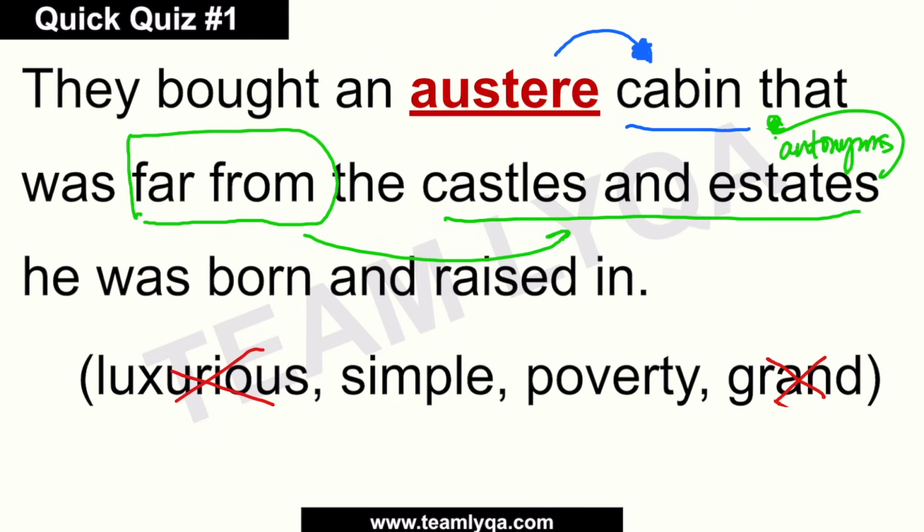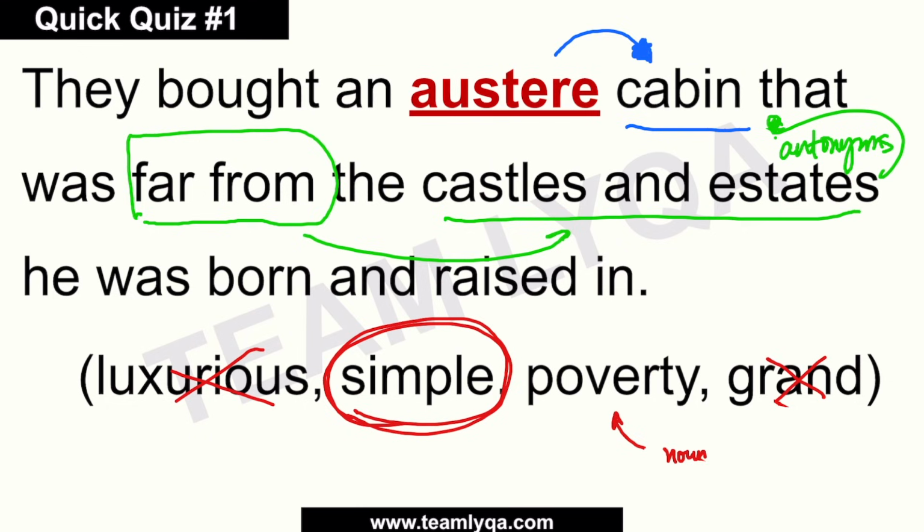What is it? Now, if you answered poverty, we are wrong there because in terms of word form, this is a noun. Okay? I am adding to the level of difficulty because some of you will take college entrance tests and other higher-level aptitude tests. So, poverty cannot be the answer because it's a noun. The best answer is simple. They bought a simple cabin that was far from the castles and estates he was born and raised in. Okay? So, again, simple is the answer to the first one. And that is how we figure it out.